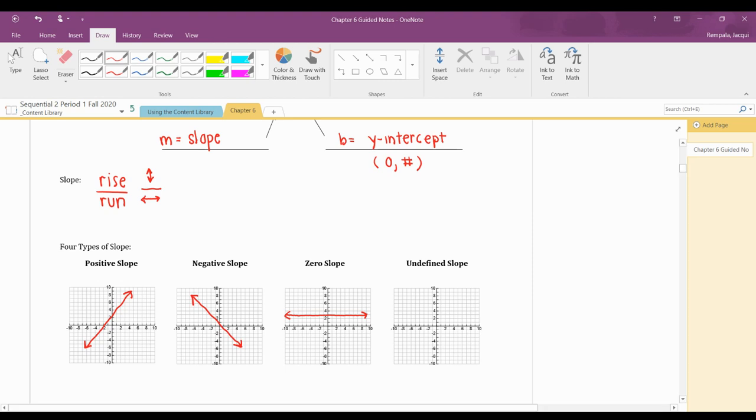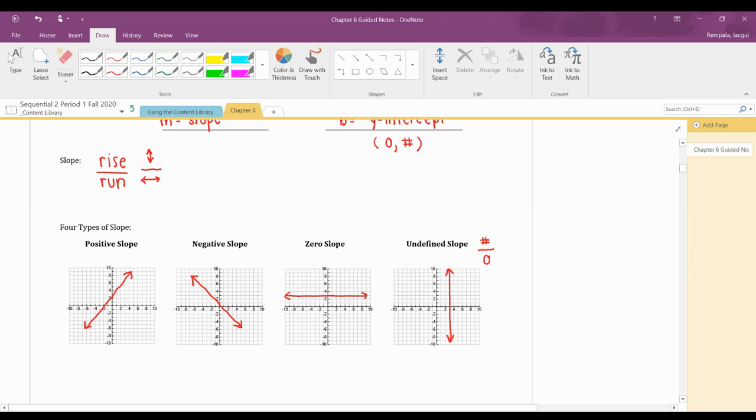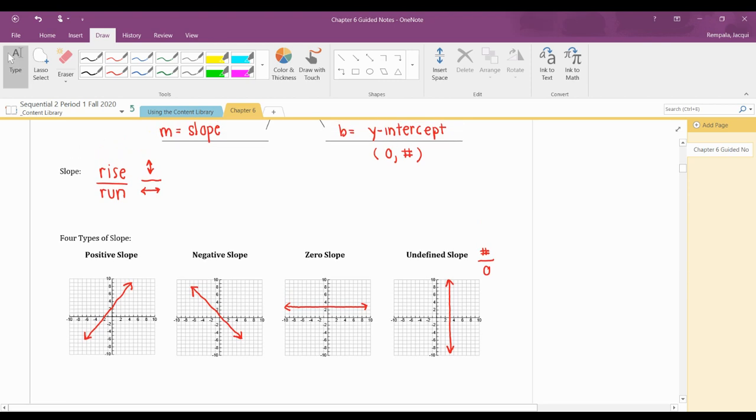An undefined slope would look something like this. It would be a nice vertical line. An undefined slope means that you would have a number divided by the number 0. And if you ever tried to divide by 0 in a calculator, it's going to say error because that's something that is undefined. So that's the lesson that I wanted us to review today.